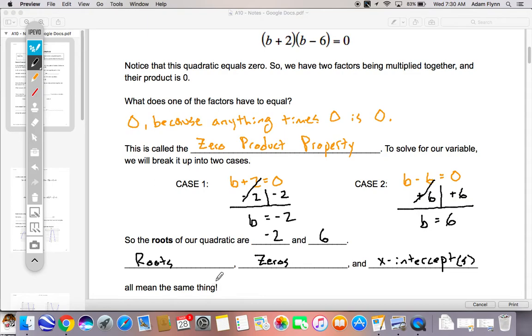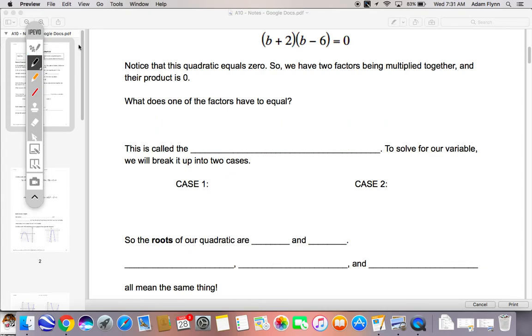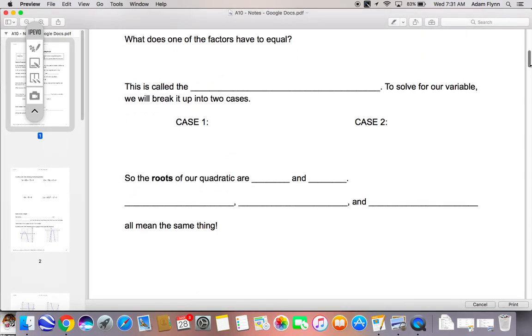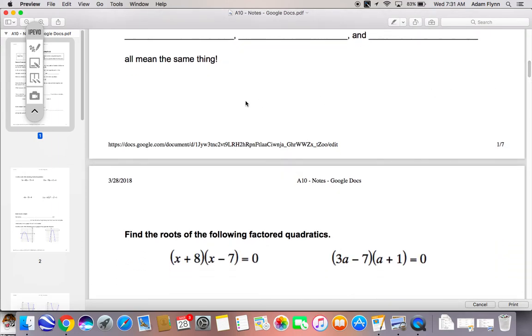Okay, so it turns out that these roots that we just found of this factored polynomial actually tell us where this quadratic function, or where this parabola, crosses the x-axis. So this parabola crosses the x-axis at our roots, which are negative 2 and 6. So at this time, you can go on to the example video for roots in factored form.